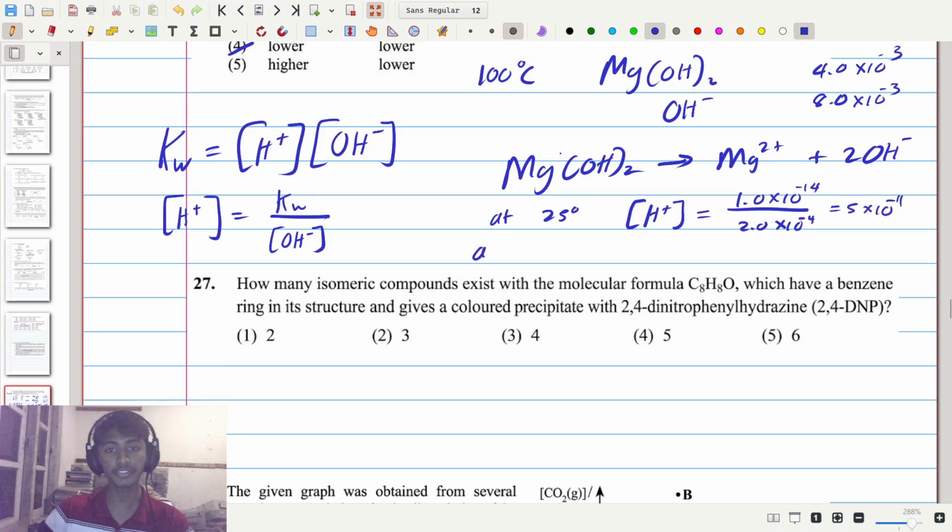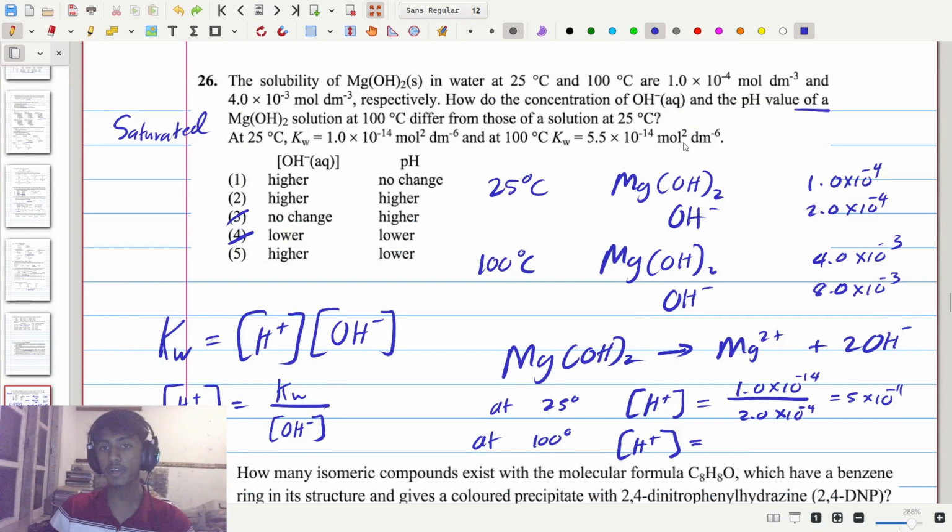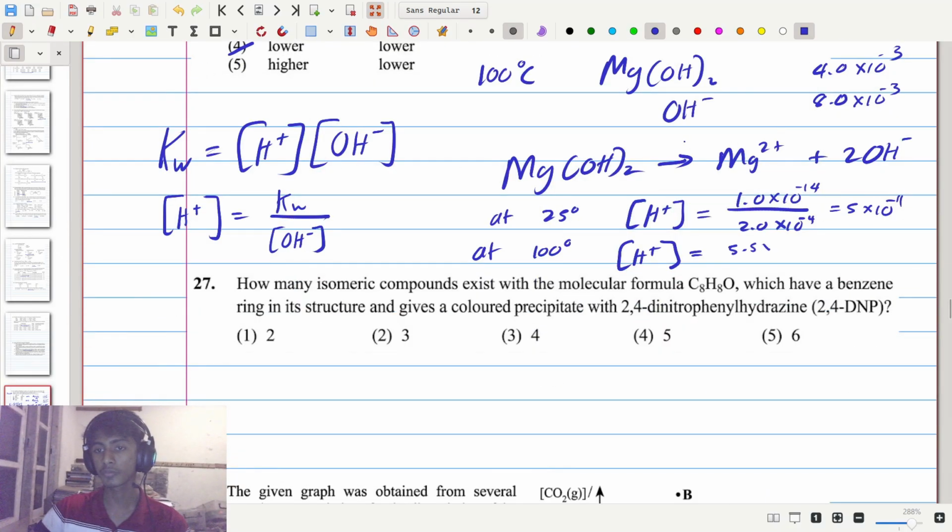Now similarly at 100 Celsius, H plus concentration will be equal to Kw, which in the case of 100 Celsius is equal to 5.5 times 10 to the minus 14. So 5.5 times 10 to the minus 14 divided by the OH minus concentration of 8.0 times 10 to the minus 3. Now dividing we can see 10 to the minus 14 divided by 10 to the minus 3 is equal to 10 to the minus 11. So we have times 10 to the minus 11 and 5.5 divided by 8.0 is some number less than 1. So therefore, we have a whole number here and 10 to the minus 12.